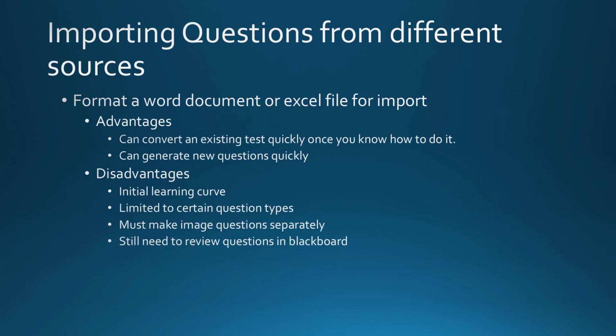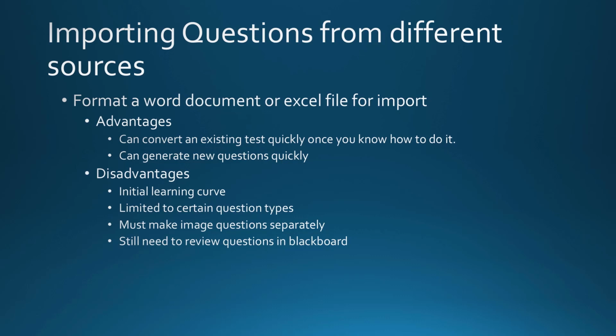The first method we're going to talk about today is formatting the Word document in a particular way that we can import into Excel and eventually get into Blackboard, or we can do this as well through a third-party program, but we'll get to that in a little bit. But as far as directly formatting a Word document that can be imported into Blackboard, the advantages are that you can do this on existing tests fairly quickly once you know how to do it. Although there are some tricks that I'm going to show you that will speed this up. And you can generate new questions quickly. Actually, if you know what you're doing, you can copy and paste and make new questions very quickly.